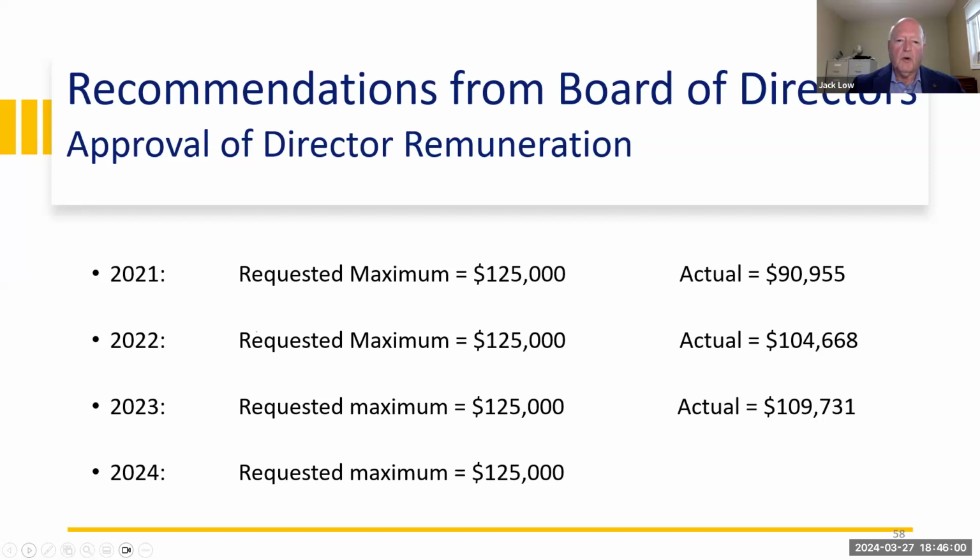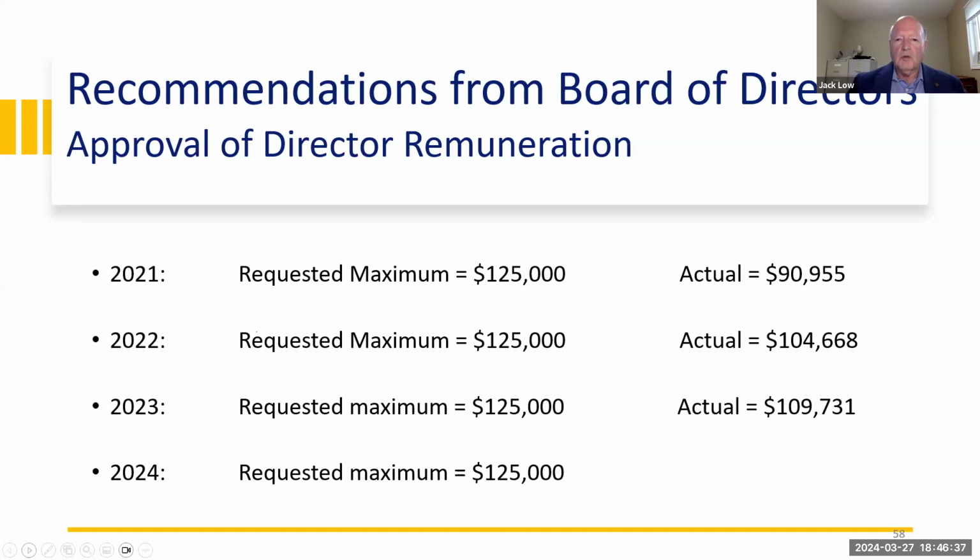In the past, we have reported both director remuneration and expenses together. Included in note 16 of the audited financial statements, we have reported total remuneration and board expenses of just over $109,000. Of this total, $78,000 was specifically for director remuneration. To allow the board flexibility in the recruitment of qualified directors, we're looking to maintain the maximum amount of remuneration of directors to $125,000 for the 2024 fiscal year.